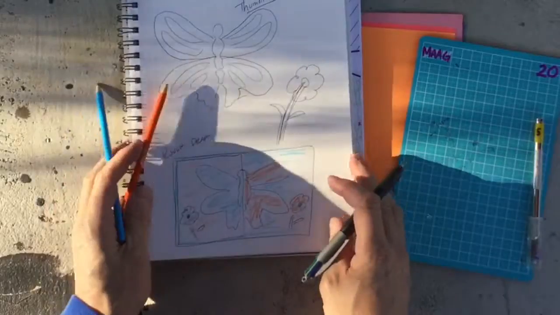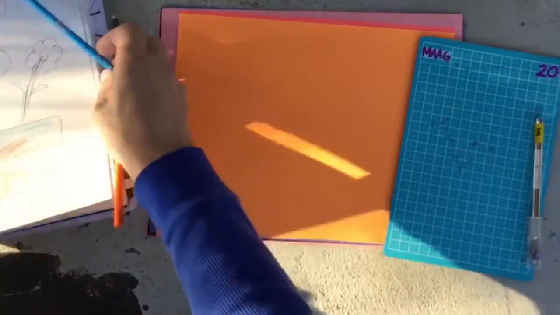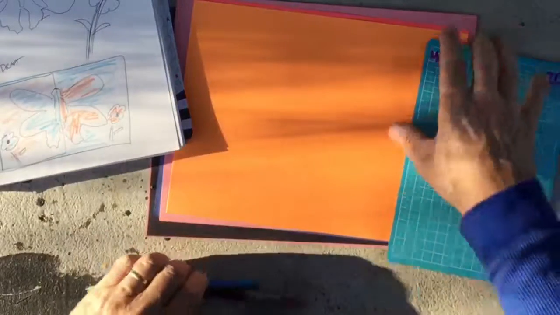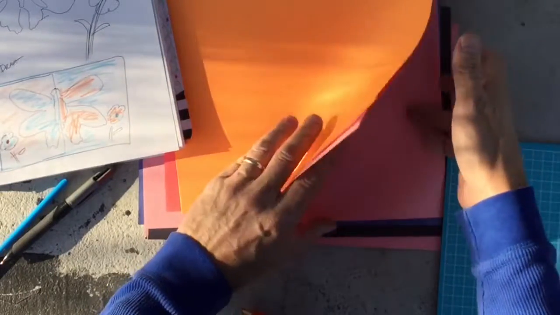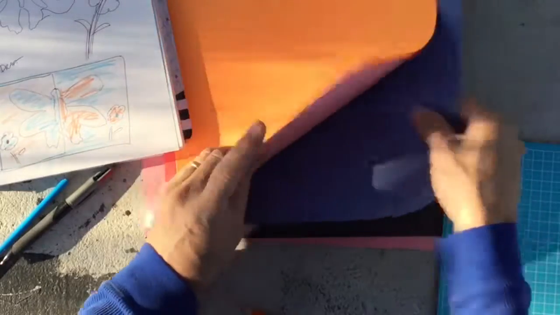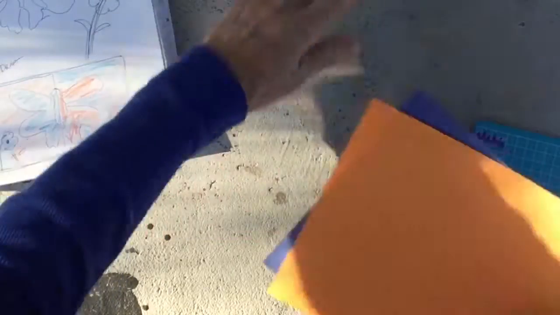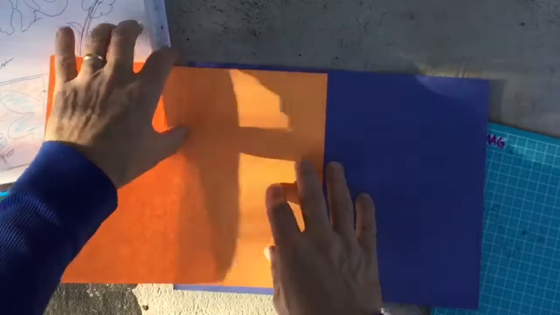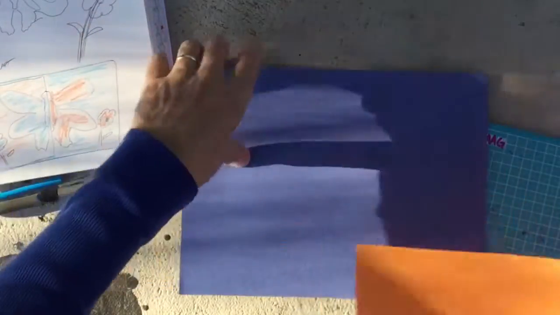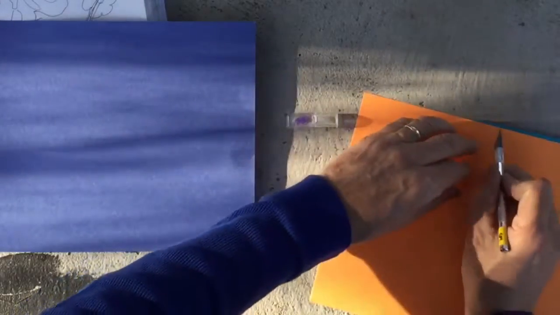So let me try to demonstrate as quick as I can. In the case of the orange and blue that we already have, why don't I take an orange piece of paper, and I have a blue piece of paper here. I can move all this stuff out of the way. Let's say that's about half right there. I can bring that to my cutting mat and cut it.